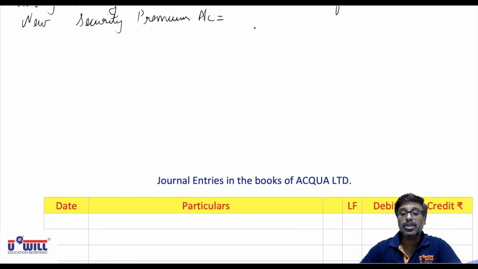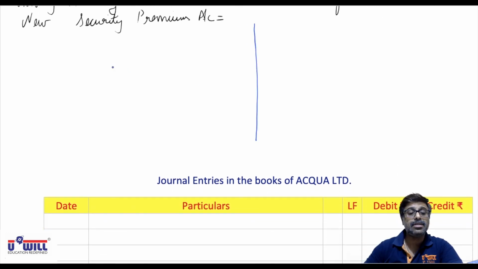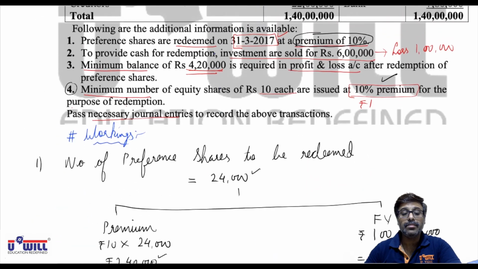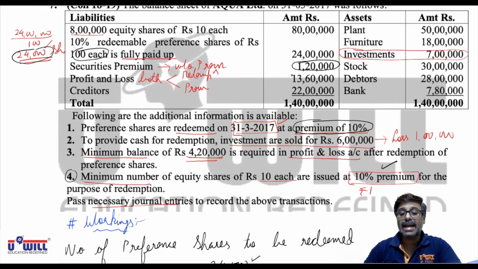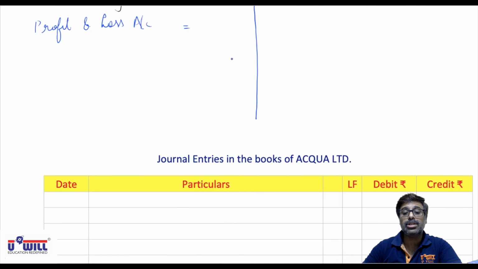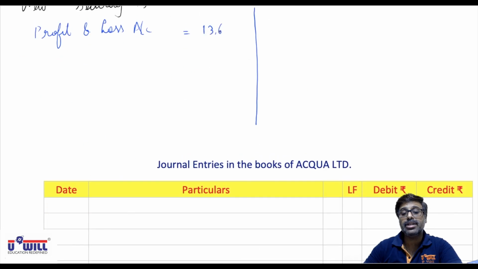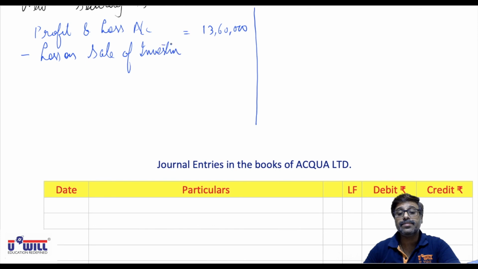Now for the profits of the company, we make the workings first. Profit and loss account already given in the balance sheet is 13,60,000, minus what is the loss on sale of investments? Okay, what is the loss on sale of investments?